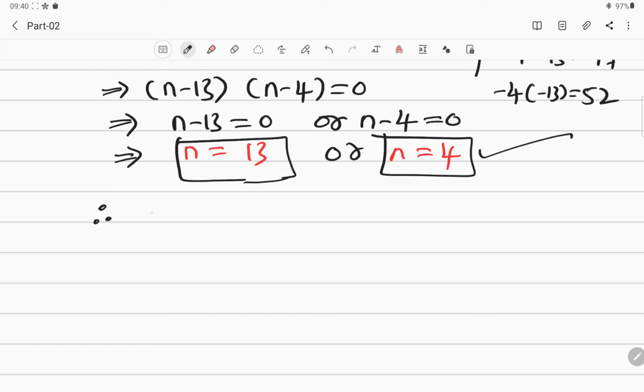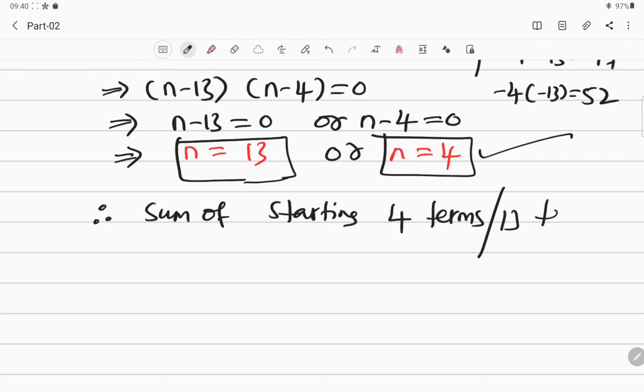Therefore, the sum of the starting four terms or 13 terms gives us a sum of 78. All right, I hope this scenario is quite clear to you.